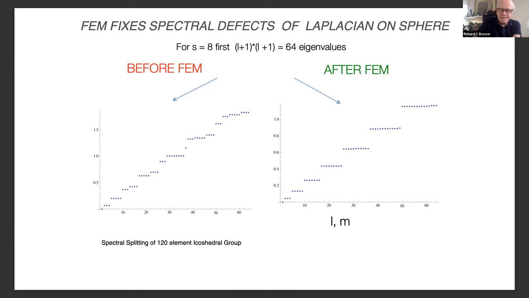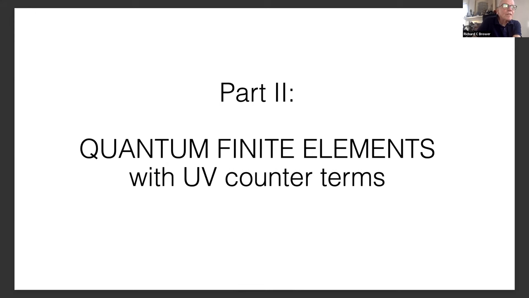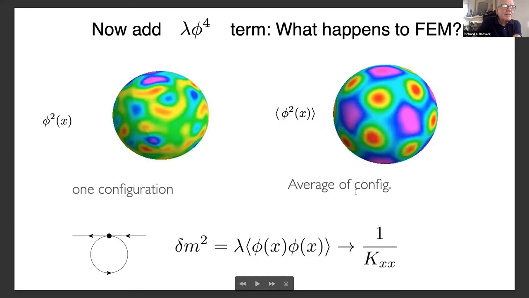Now, the problem is that's not the end of the story. What about interactions? If you start throwing in a phi to the fourth theory and you still tune the best you can to the critical point, and if you look at the value of phi squared on the sphere, this is one configuration.